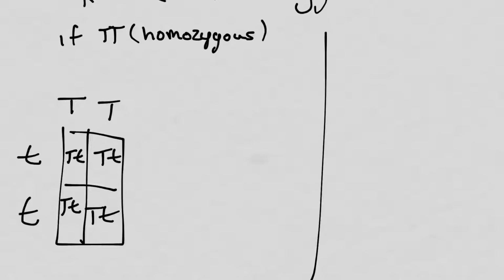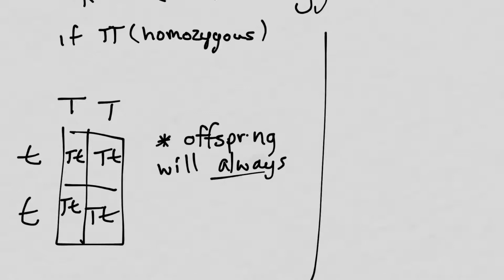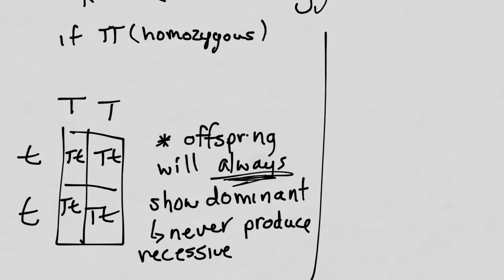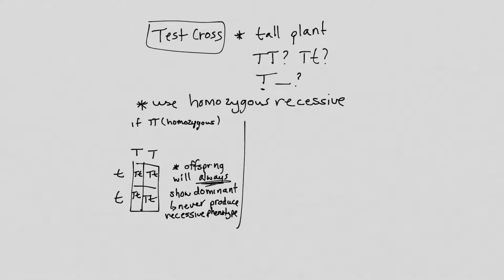So if it was homozygous dominant, offspring will always show dominant phenotype. You will never, ever get a recessive phenotype offspring. So you'll never have a short offspring, okay? So never produce recessive phenotype. So you could do it 1 time, 1,000 times, 500 million times. You will never get a recessive phenotype. That seems super straightforward. That makes sense.